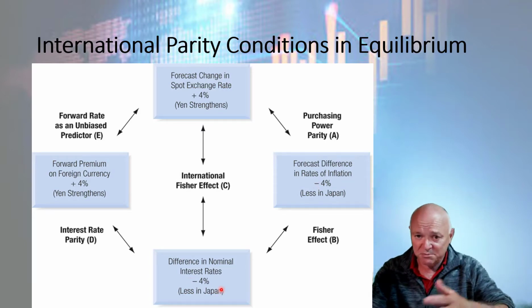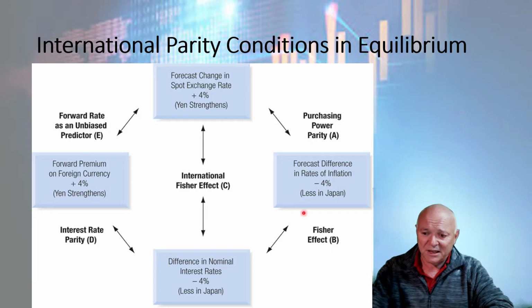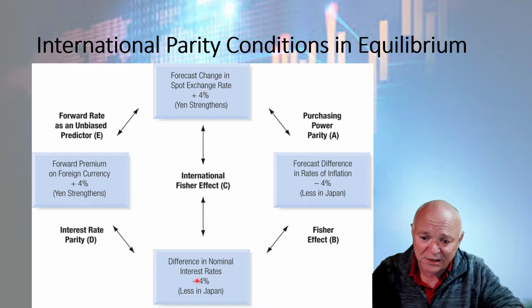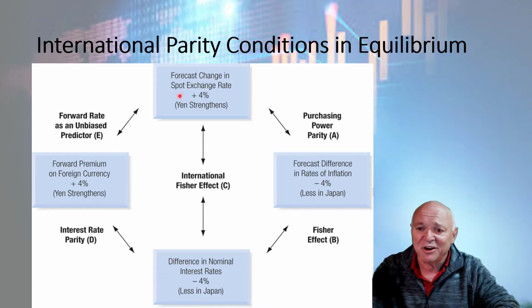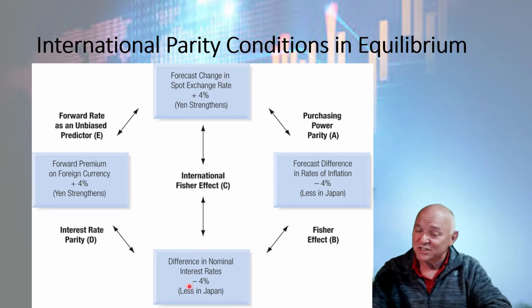The nominal interest rate is made up of real plus inflation. And so a decrease in inflation means likely a decrease in the relative nominal interest rates. The relationship in interest rates we can see through the international Fisher effect essentially says that a 4% difference in nominal interest rates means that we'll see a 4% increase in the exchange rates, which essentially is the basis of relationship D, interest rate parity, which essentially says difference in nominal interest rates means the forward premium on the yen is going to strengthen. That's what we were talking about with the forward premium.